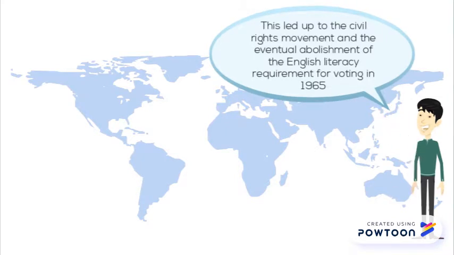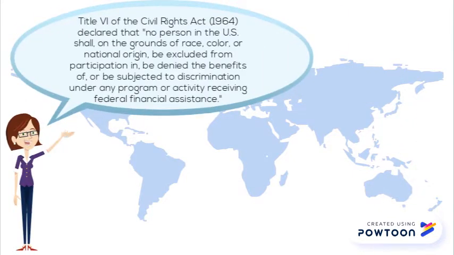This led up to the Civil Rights Movement and the eventual abolishment of the English literacy requirement for voting in 1965. Title VI of the Civil Rights Act, 1964, declared that no person in the U.S. shall, on the grounds of race, color, or national origin, be excluded from participation in, be denied the benefits of, or be subject to discrimination under any program or activity receiving federal financial assistance.